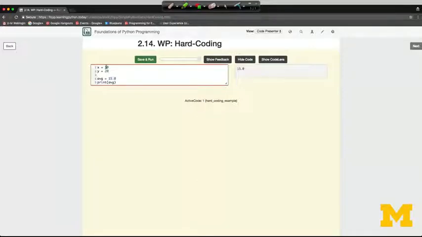And what that means is that if I change the value of x here to be 30, the average should be 25.0, but instead I still get 15 because my answer was hard-coded.